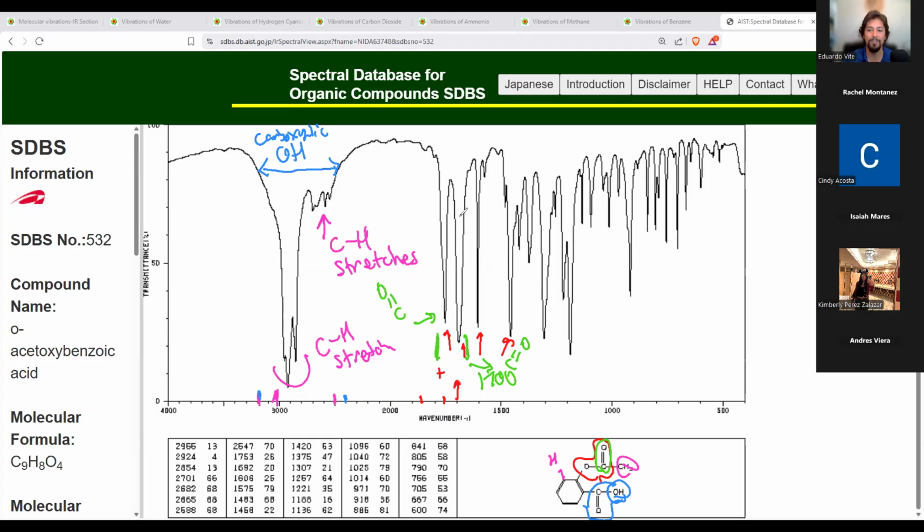Does that make sense? And so these are the kinds of questions you might receive. You might be like, hey, here's the structure. Show me the peaks for what's in the structure. Or the other way around. Here's the peaks. Draw the structure. Make sense?